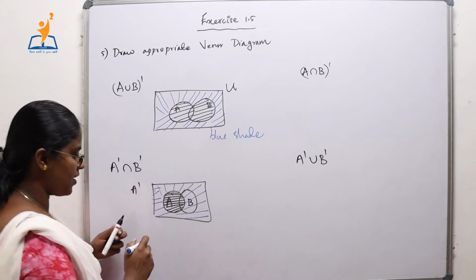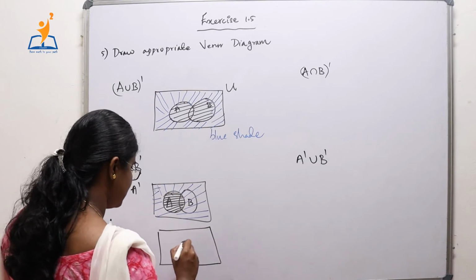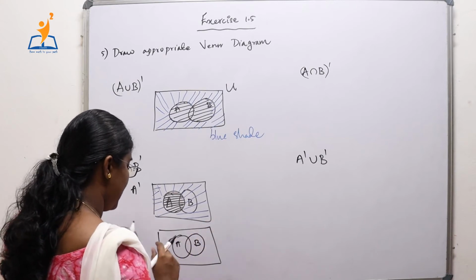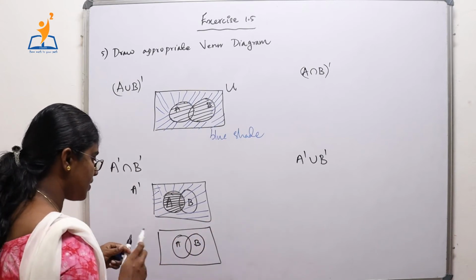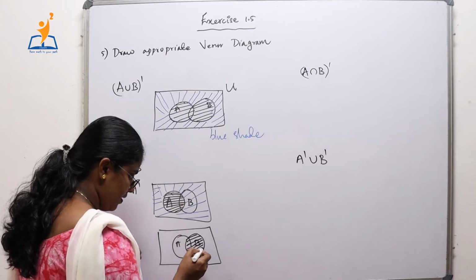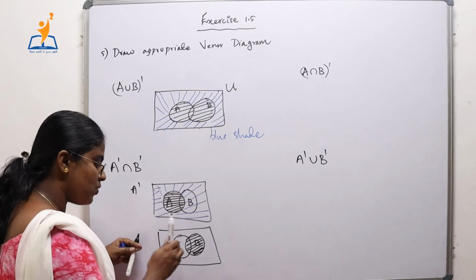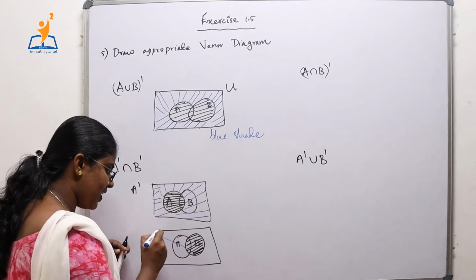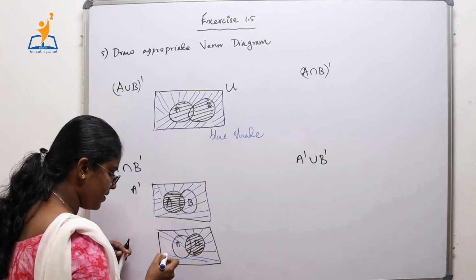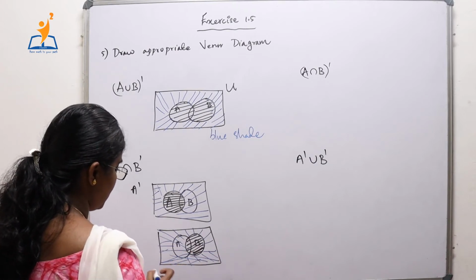Similarly, what is B complement? For B complement we have the universal set, A, B, and we want to remove B. This is our set B, and we want to remove this B from the universal set. So except B, the region shaded with blue color is B complement. So this is B complement.